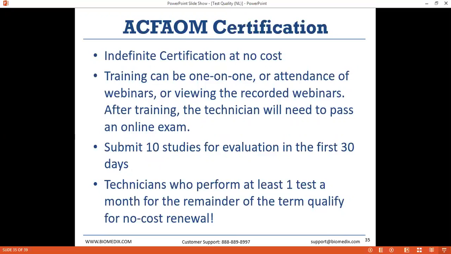If you've missed a month, maybe you're sick, maybe you're on vacation, all you need to do to get back in compliance is complete 5 studies in the following month.